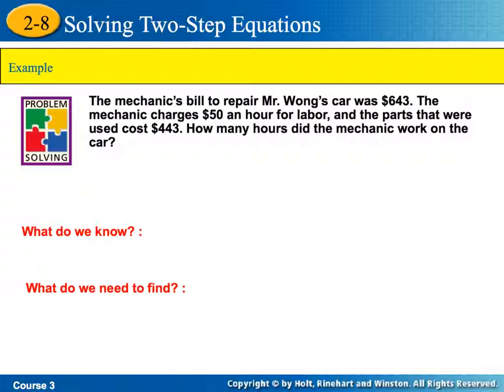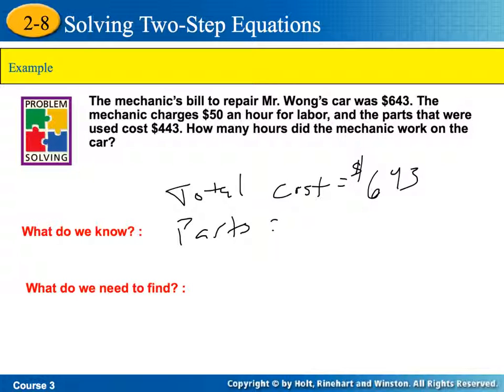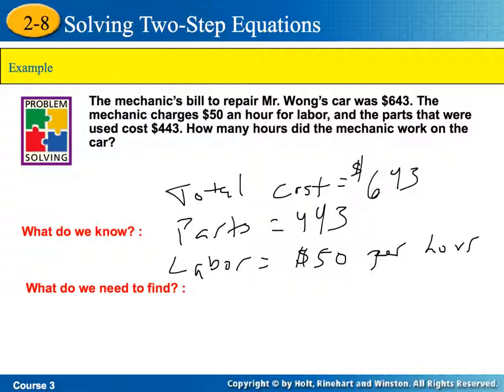Well, what do we know? We know the total cost. We know the total cost is going to be how much? $643. We know it costs $643. We also know how much were the parts. The parts were $443 altogether. We know how much the mechanic charges for labor. Labor is $50 per hour. Now, what we need to find is how many hours did the mechanic work.